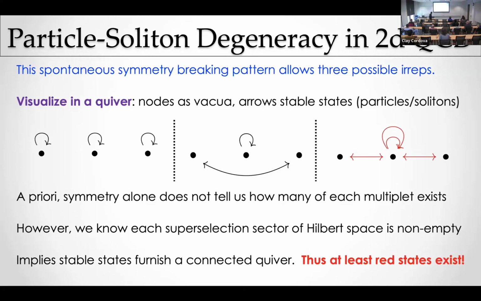And again, a priori symmetry alone does not tell us how many of each multiplet exist. But if we remember that fact that I told you about at the very beginning, that the lowest energy soliton is stable, that has a generalization here. It tells you that each superselection sector of Hilbert space is non-empty. So you know that this representation has to appear. So at least these states exist. Okay, so I get a little more than just pure symmetry analysis here. I have told you about some soliton particle degeneracy in this QCD theory. That was not known before. And we can do that for other gauge groups and other matter content. It's kind of a turning the crank exercise now.